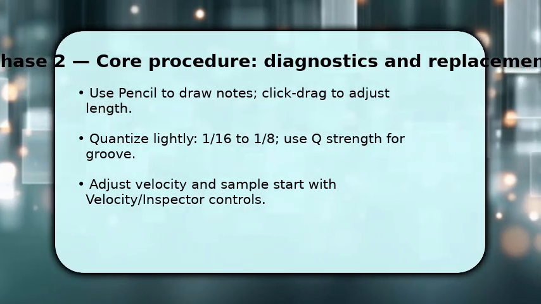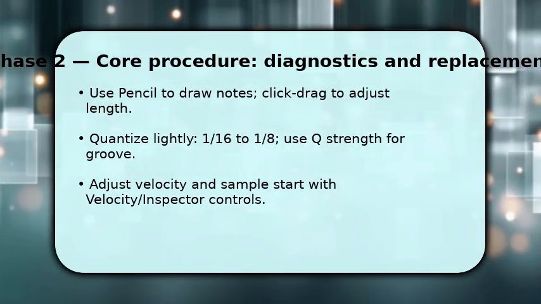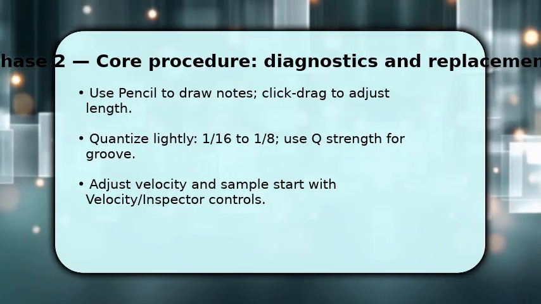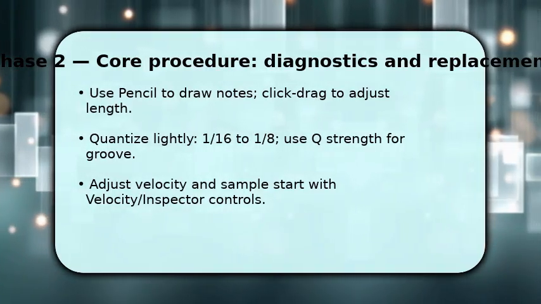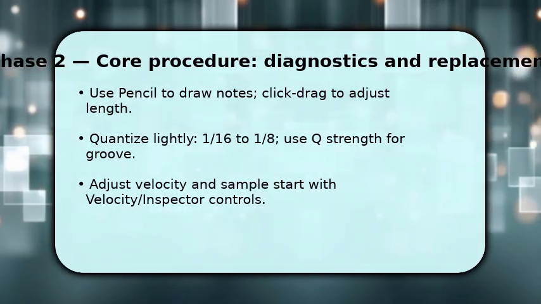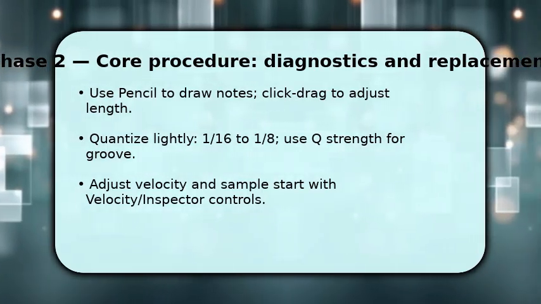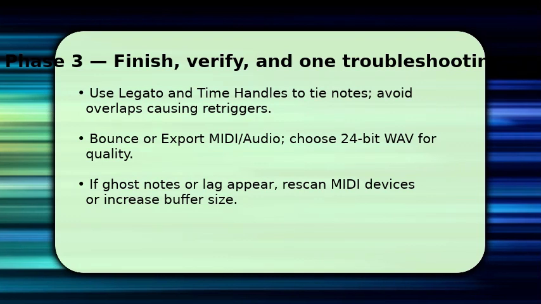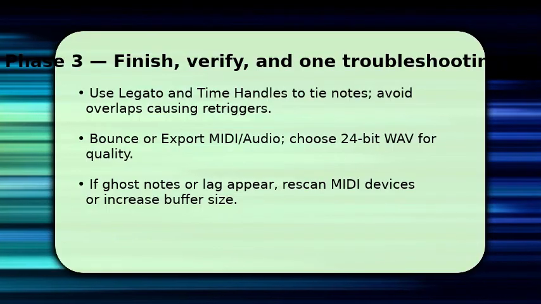After that, edit velocities in the velocity lane or inspector because dynamics control tone and mix placement. Also, tweak sample start or note offsets when a note feels late. Subtle shifts fix feel. Finish by smoothing transitions. Use legato or the time handles to tie notes and prevent unwanted gaps or retriggers because seamless phrasing matters.